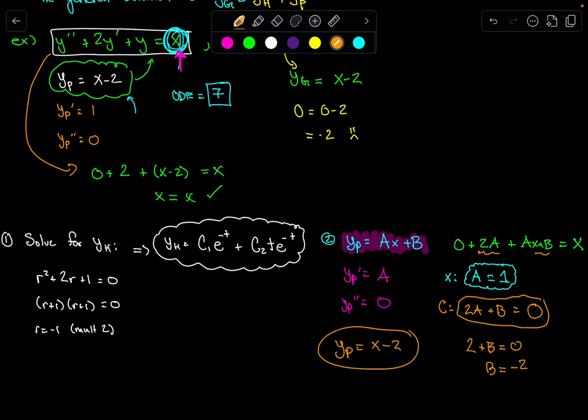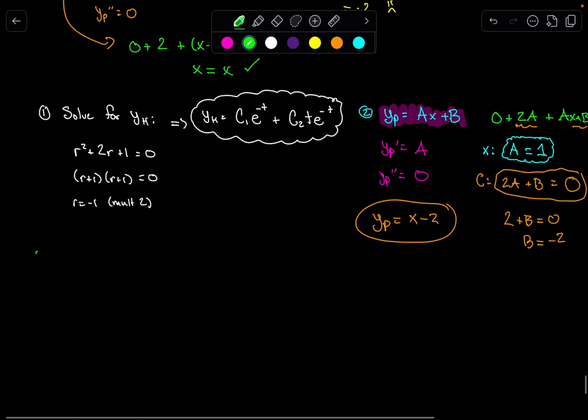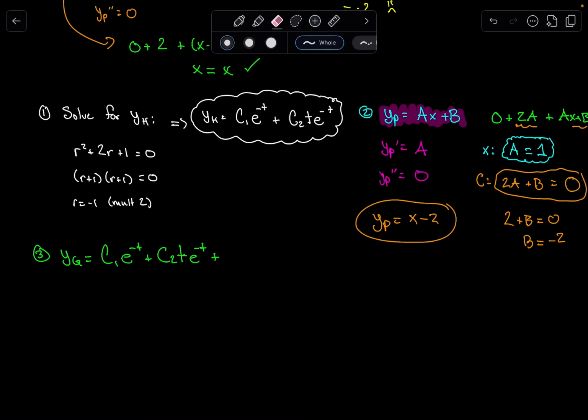And thus, we now have, in I guess, step 3, we stitch together a general solution, which is c1 e to the -t plus c2 t e to the -t plus, oh, I've been using t's. Whoops. I've been using x's. All right, I'll change them.